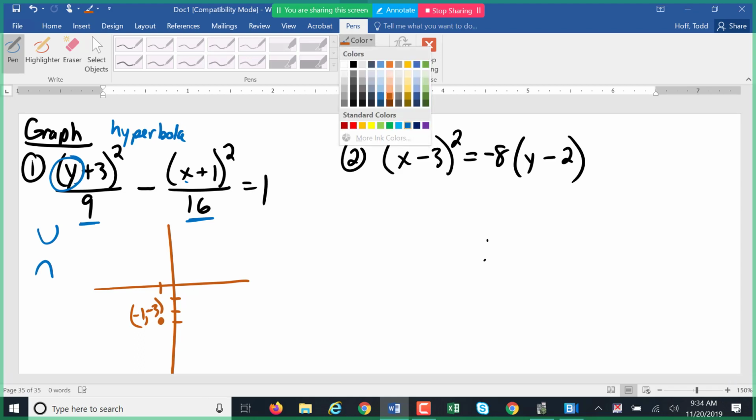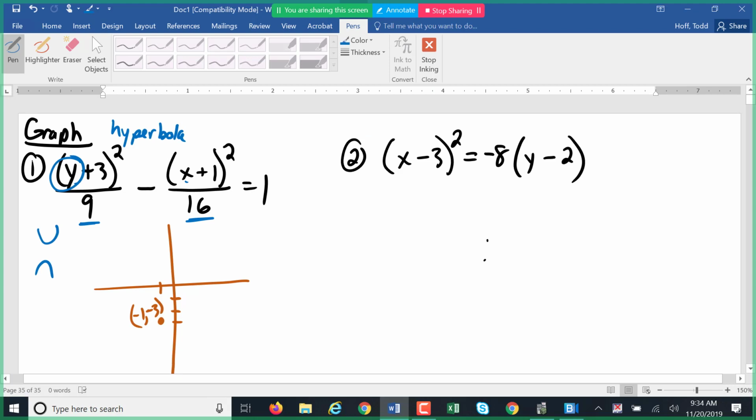Next, we have our transverse axis. Remember, the transverse axis goes in the direction of opening. So we have the 9 there under the y. Actually, I should be careful. It's with the y, so that should be our b squared. That means that b is 3, the square root of 9. So in that vertical direction, from our center, we go up 3 and we go down 3. And so that's the top and the bottom limit of our box that we're going to use to graph this.